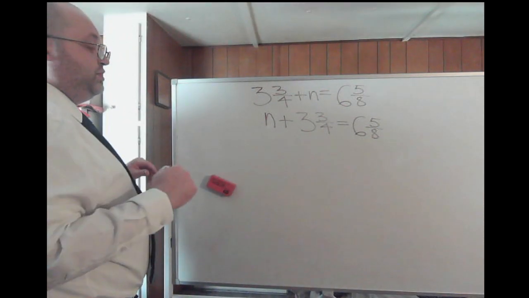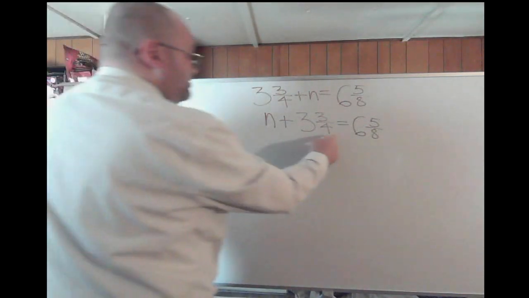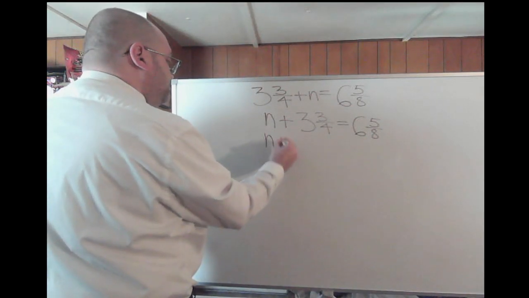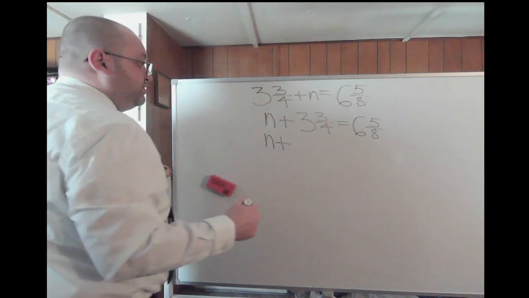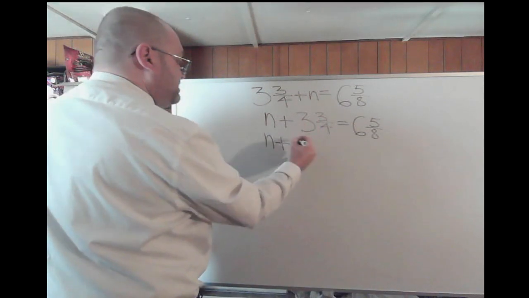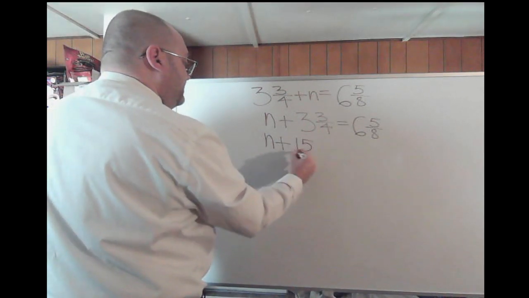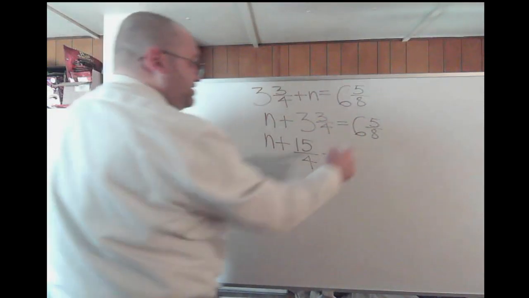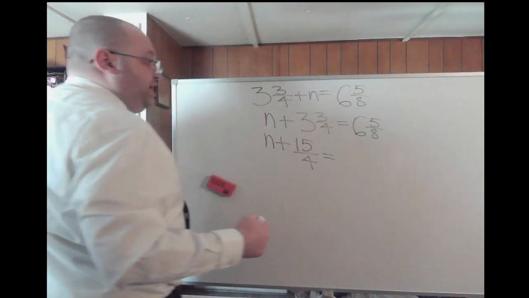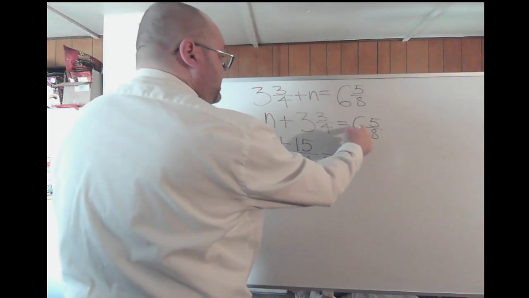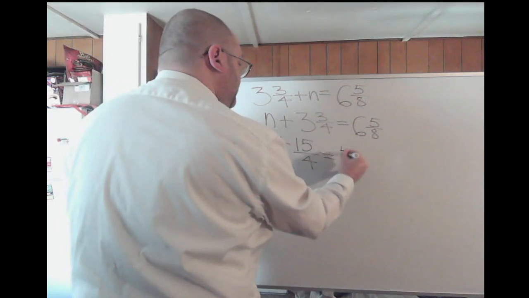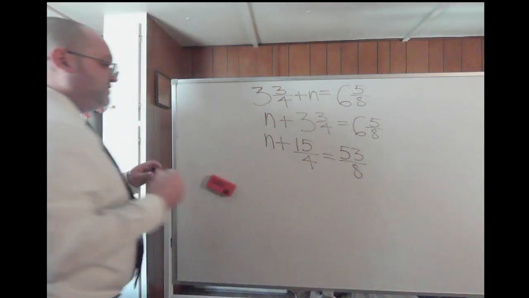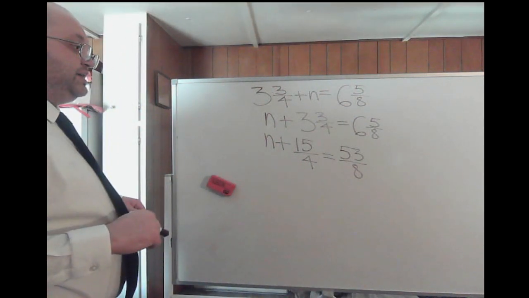First thing I would do, change your mixed numbers into improper fractions. So you'll have n plus, now let's deal with 3 3/4. 4 times 3 is 12 plus 3 is 15. You'll have n plus 15/4 is equal to, let's change 6 5/8 into an improper fraction. 8 times 6 is 48 plus 5 is 53. So what you're left with is n plus 15/4 equals 53/8.